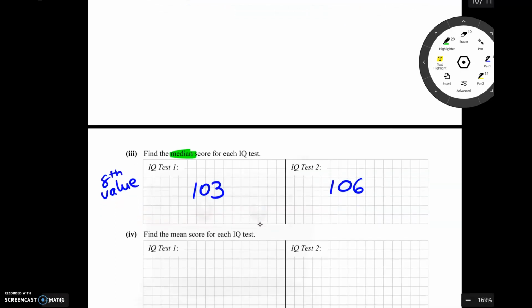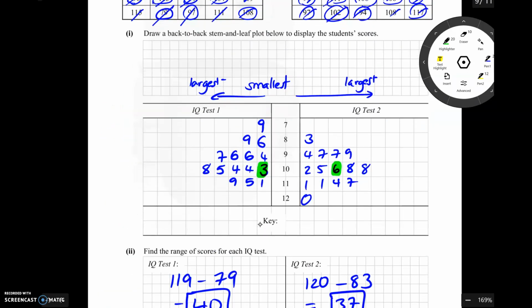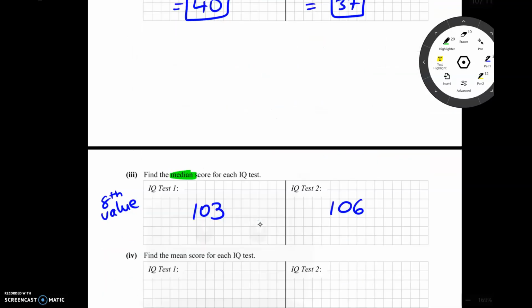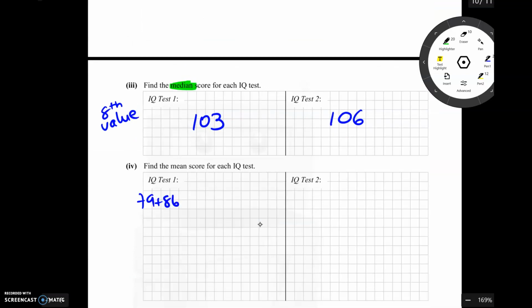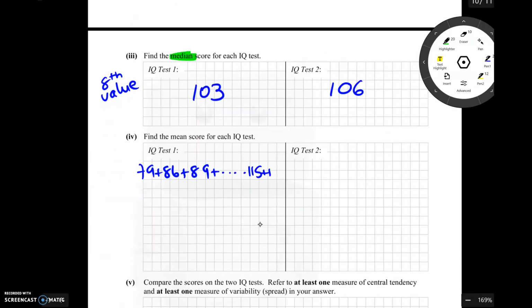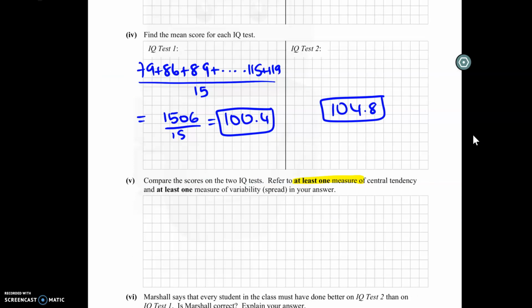Okay, the mean, you add them all up. So when you're adding them up, remember you're not adding 9 and 6 and 9, you're adding 79, 86, 89, the whole 15 values all the way down to the end, 115 and 119, okay? So you're dividing by the amount of numbers, which is 15. So it comes to 1,506. Divide that by 15. Okay, so I have less than a minute in this video. So the two means are there, 100.4 and 104.8.